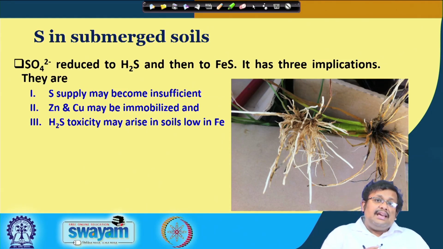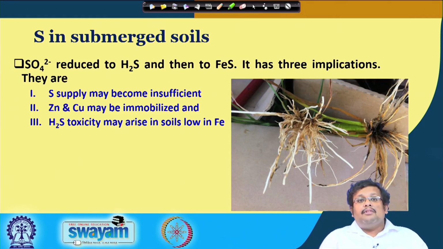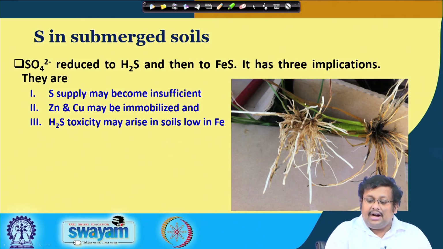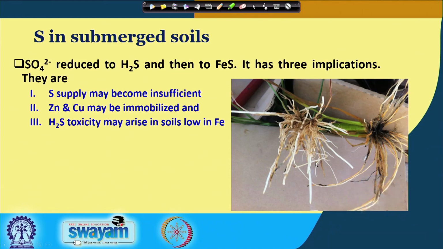Then zinc and copper may be immobilized in the form of zinc sulphide or copper sulphide, and then the H2S or hydrogen sulphide toxicity may arise in soil which is low in iron. When the soil is low in iron, the iron sulphide will not form, the hydrogen sulphide will form, and as a result of hydrogen sulphide you will see the sulphur toxicity, as you can see in the roots of the rice plants. This is because of the hydrogen sulphide toxicity.